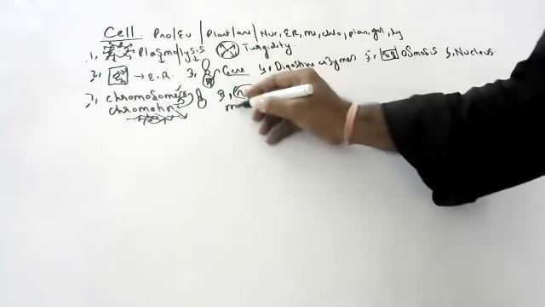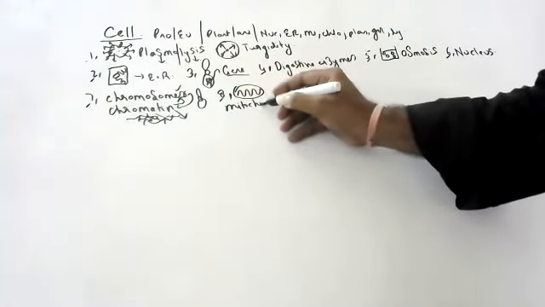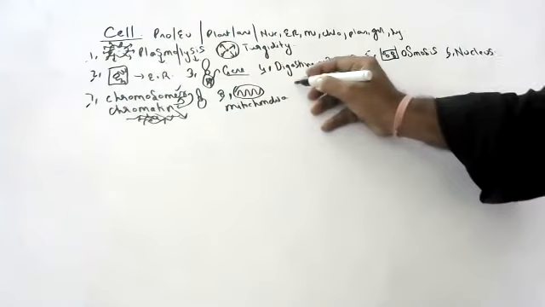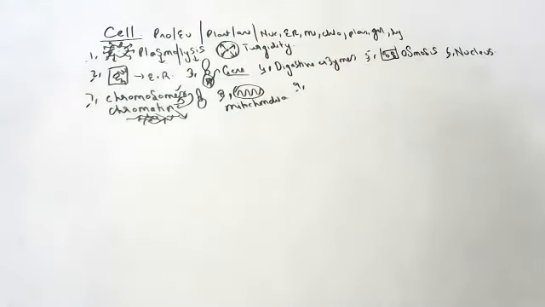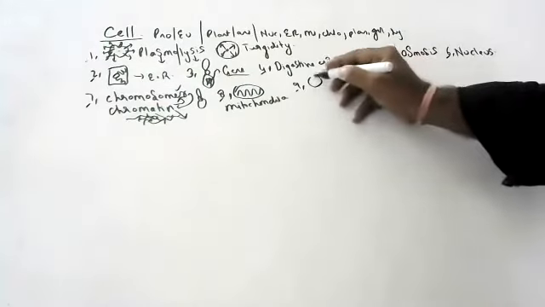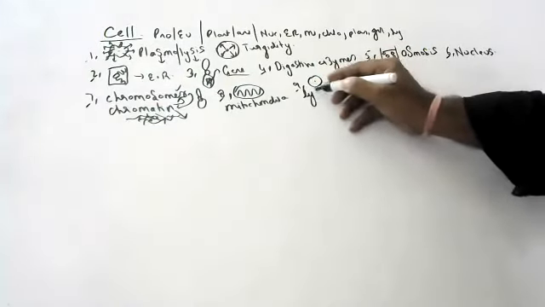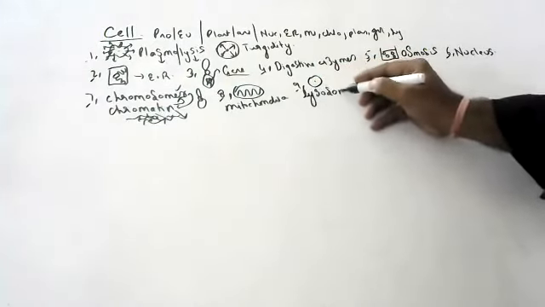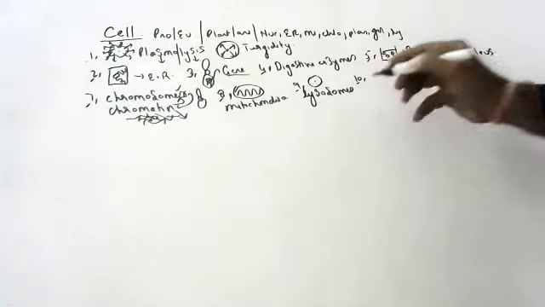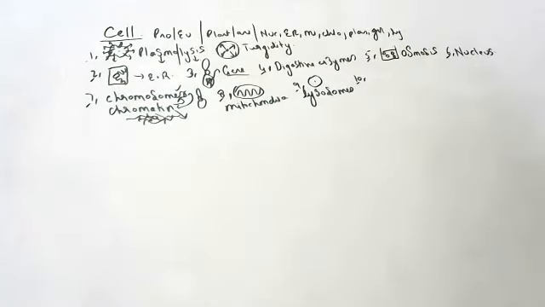Can anyone tell what is the powerhouse of a cell? Mitochondria. Next, which is called the suicidal bag of the cell? Lysosome. No one is telling, only two students are telling, Shenmukh and Nandika, that's it. Lysosomes.